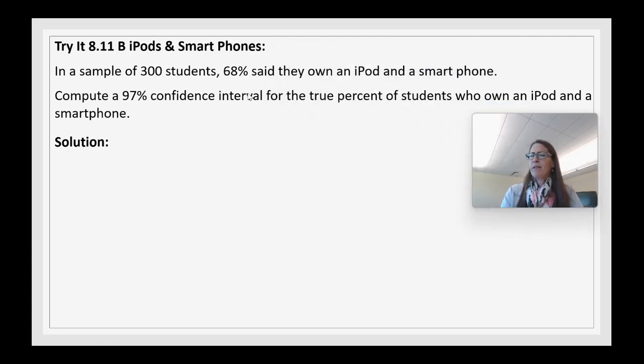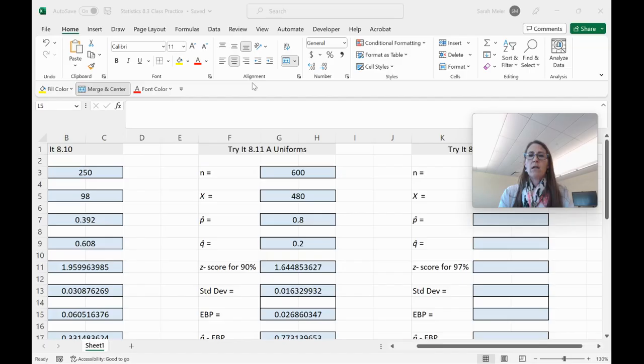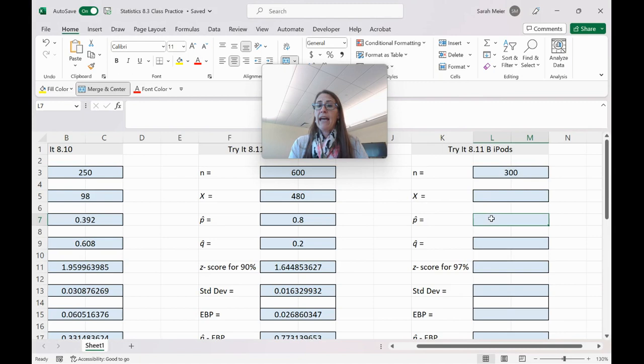So this time I was like, why did I put another example in? Because this time they gave us p hat here. We don't have to calculate it. So I was looking for the number that said that they do own it, but it's not a number. They gave us a percent here. So I can actually just put p hat in here. So 0.68. It could just be 0.68. I think I could just type that in.